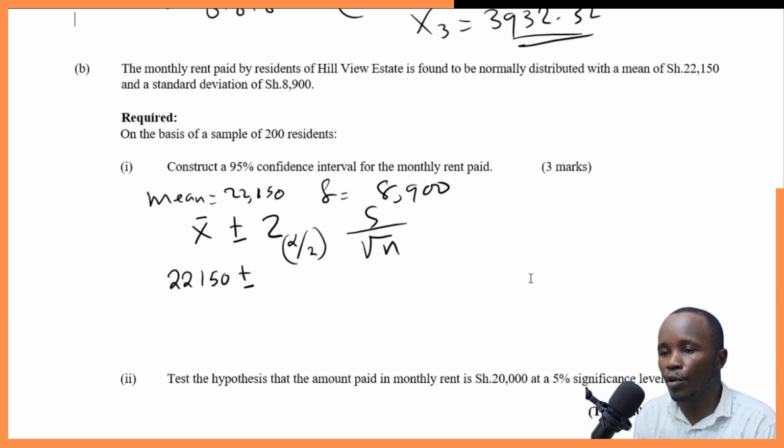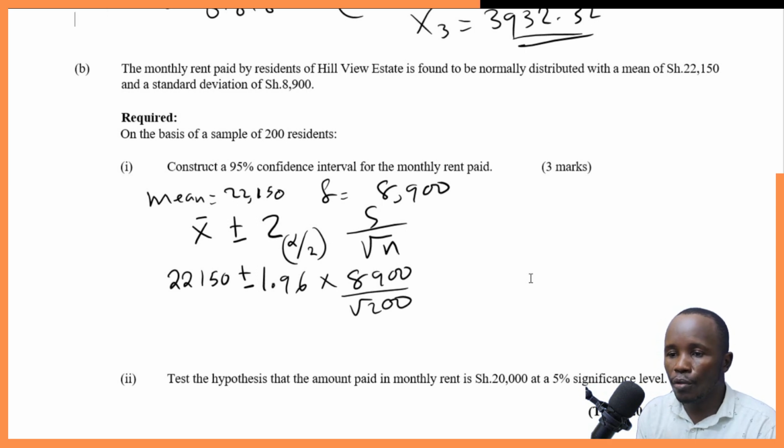The Z score at 95% is supposed to be 1.96. You need to read it from the Z table. Multiplied by S, the standard deviation, which is 8,900, divided by the square root of 200. This will give you 22,150 plus or minus 1,233.477.